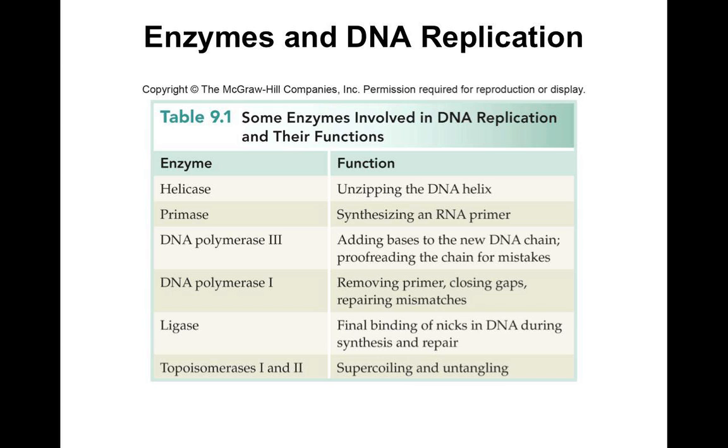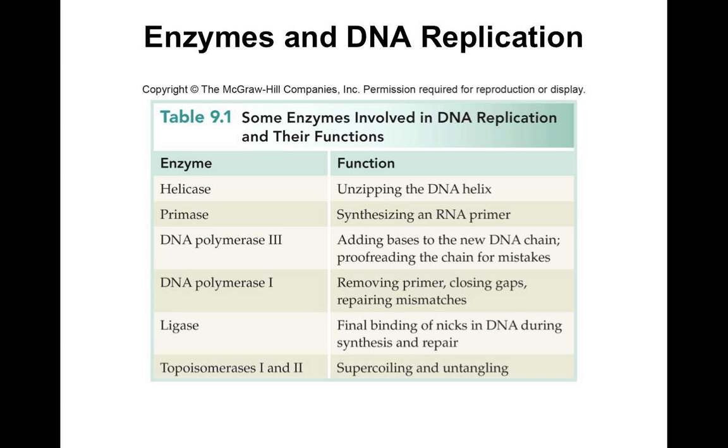DNA polymerase 1 removes the primer, so this removes the RNA primer that primase placed, and then it closes the gaps by adding nucleotides in that bit where the primer was bound. Ligase then comes through and closes all of the gaps between the deoxyribose sugars in the sequence. So when DNA polymerase 1 comes through and fills in the gap where the RNA primer was, it just puts in nucleotides, but it doesn't actually make the covalent bonds between the deoxyriboses. So ligase will come through and kind of push them together, creating these nice covalent bonds.